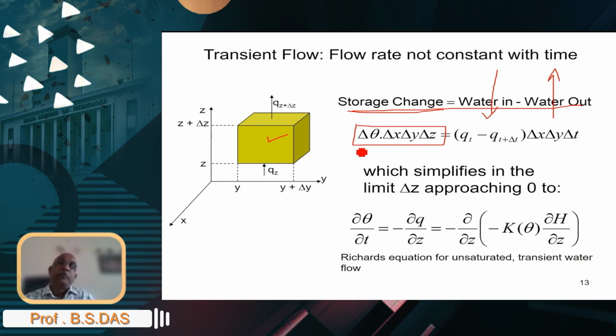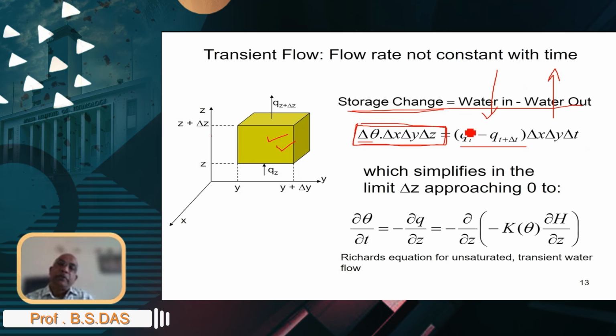So basically, how do we really write our volumetric water content? The volume of water divided by the total volume of soil. So the total volume of this volume element is delta x, delta y, delta z. So this left hand side tells us how much water really changed over this delta t time, in terms of what volume of water. Similarly, you look at the right hand side of it.